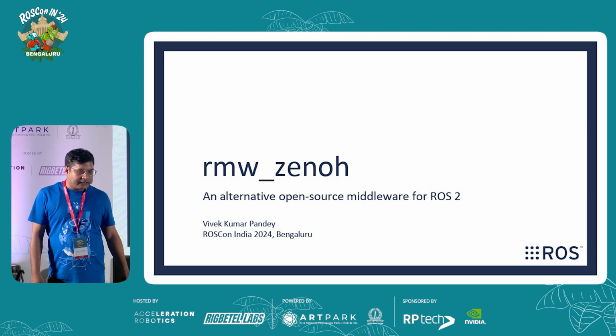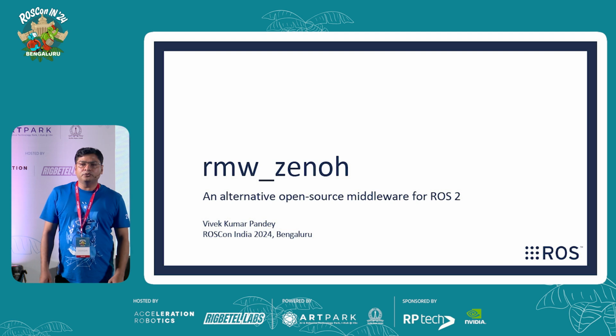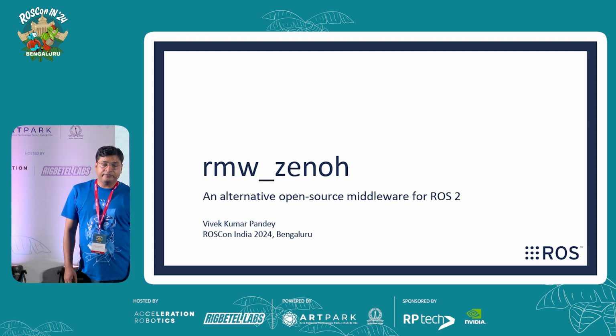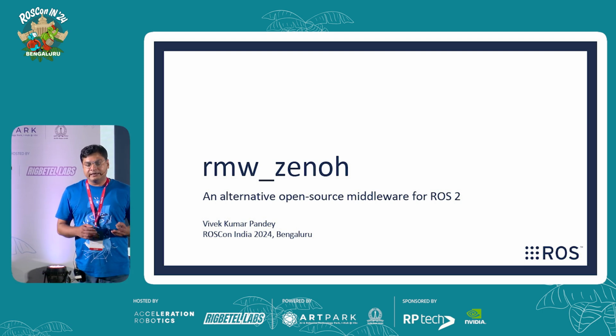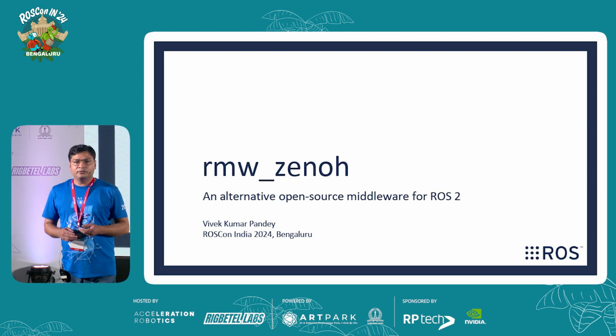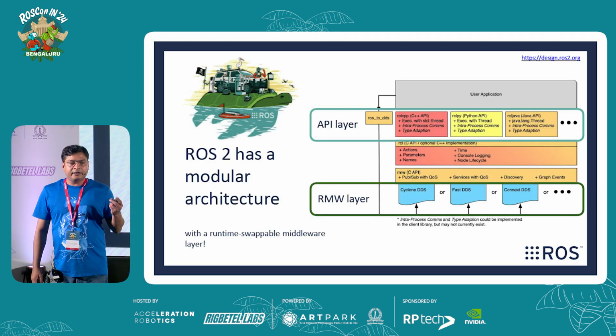some highlights about that. So RMW Zenoh is an alternative open source middleware for ROS2. So if we have a middleware in ROS2, then why do we need an alternative middleware? So we will cover that in our next slide.